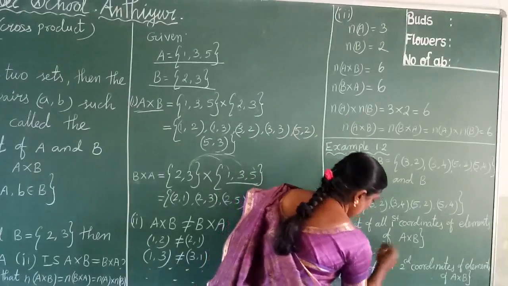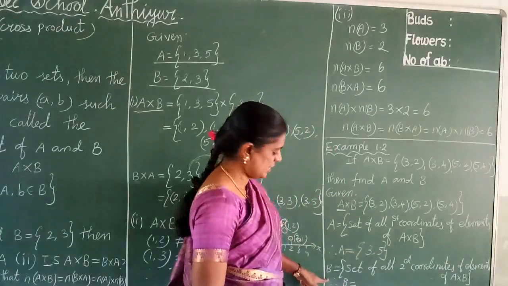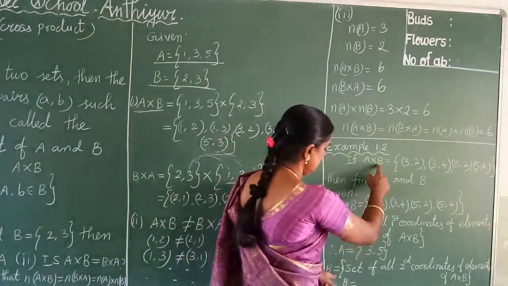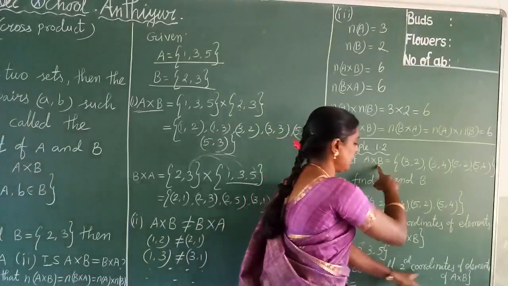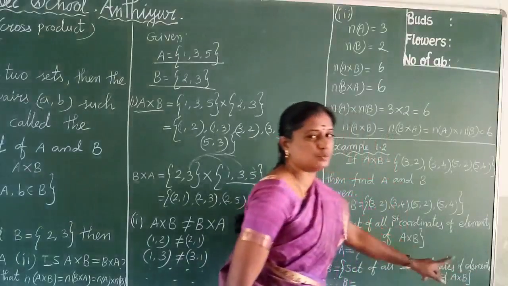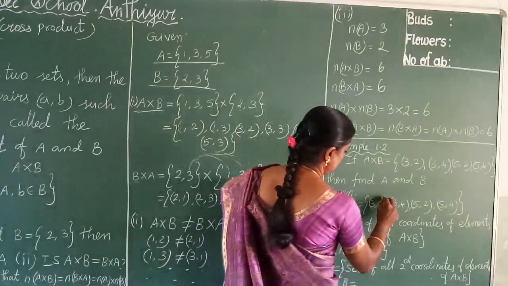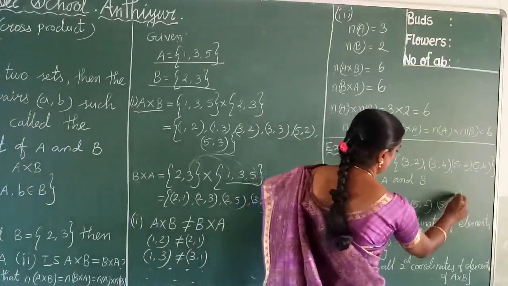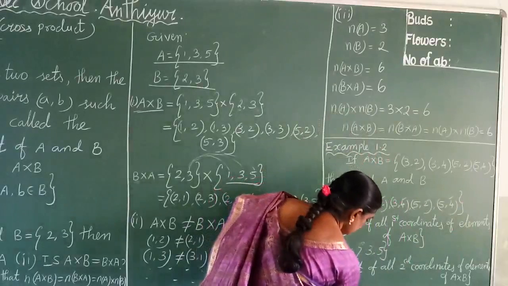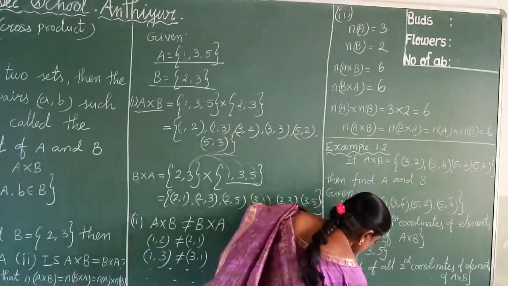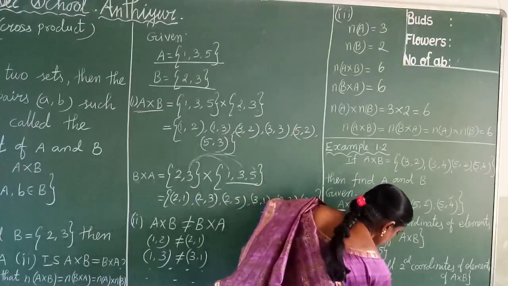3, 5. Next, B is equal to, B is the set of all second coordinates of elements of A cross B. The second one is B. So what is the second one? 2, 4, 2, 4. So what is the answer? B is 2, 4. Is it clear?